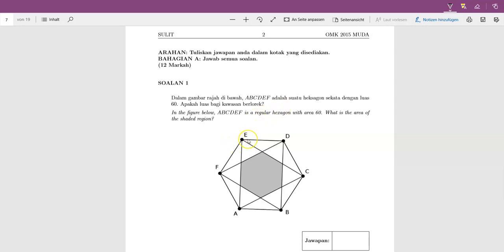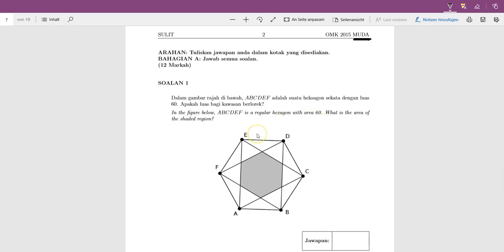Hi guys, welcome back. During the last week, it was the last part of OMK 2015 Bongsu. During the next 5 weeks, we'll be discussing OMK 2015 Muda. Muda is a section reserved for Form 3 and Form 4 students in Malaysia. It'll be a little bit harder than Bongsu, but still quite okay.